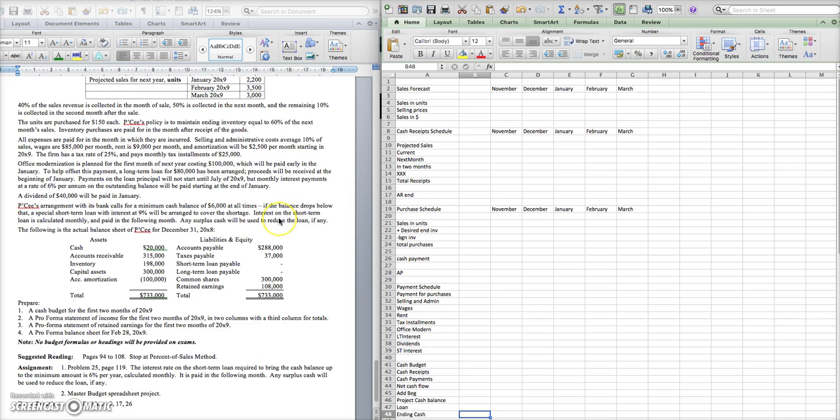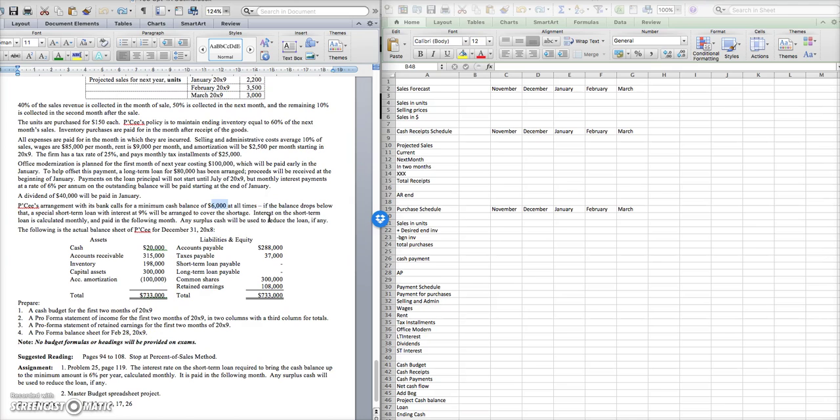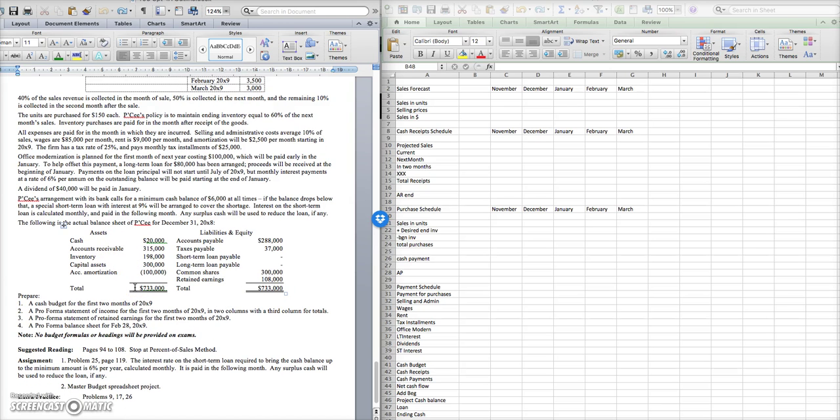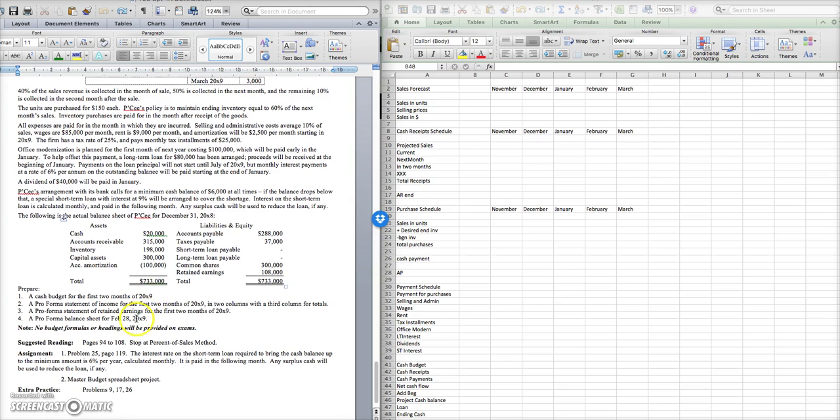And of course, interest on the short-term loan is calculated monthly and paid in the following month. So that tells us when we are doing our schedule, we need to watch our timing. Any surplus of cash is going to go and reduce that loan. So this is similar to what we saw in our master budget. Then they give us a balance sheet. This is sort of hinting that we'll need to do an ending balance sheet along with a statement of retained earnings.